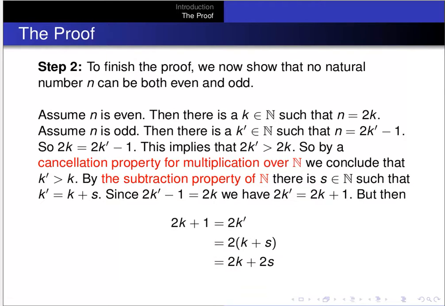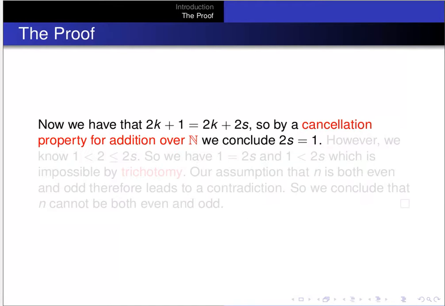And that's going to allow us to use the distributive law. So 2k plus 1 is equal to 2k prime. k prime is equal to k plus s. So 2k prime is 2 times the quantity k plus s. And we distribute the 2 through, we get 2k plus 2s. So that means that 2k plus 1 is equal to 2k plus 2s. So we use one of our cancellation properties for addition over the natural numbers, cancel the 2k on both sides, and conclude that 2s is equal to 1.